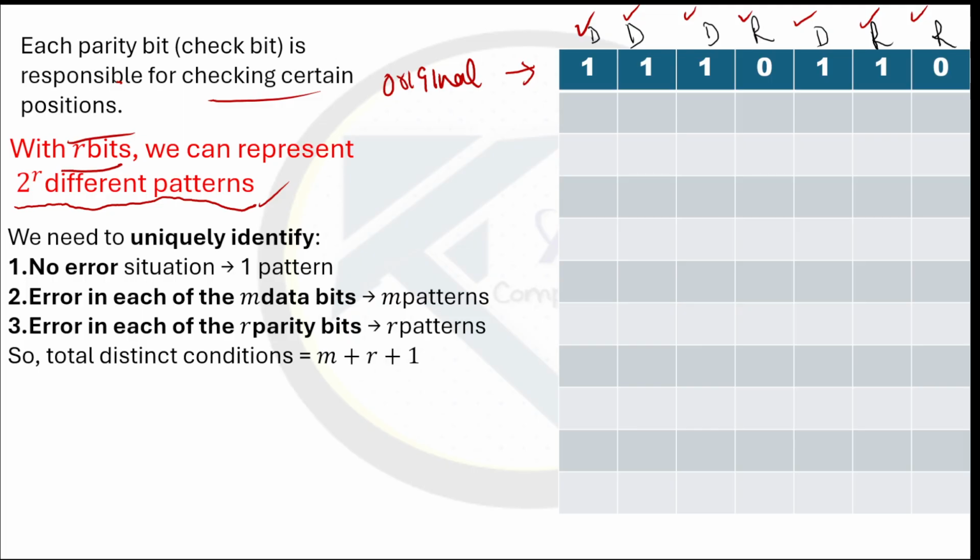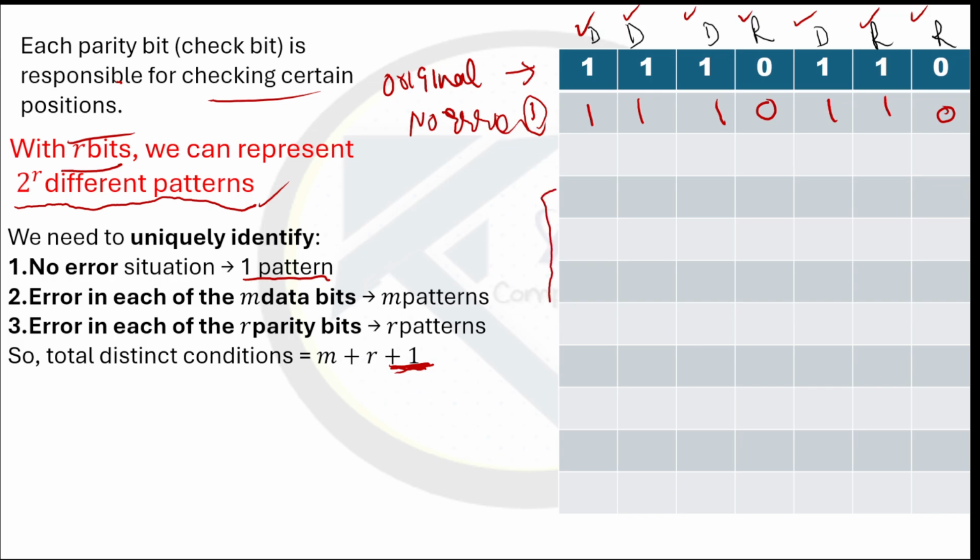Now, on the receiver side, there can be many cases or patterns in which it will receive this string. First pattern is no error. So the same identical string is received by the receiver. So there can be only one case in this situation. Okay, so that is why it is one pattern. So that is why it is plus 1.